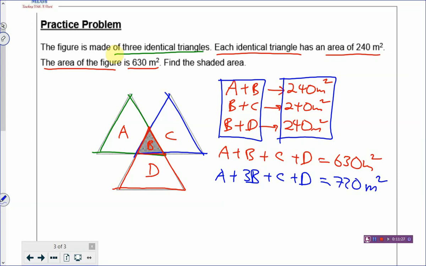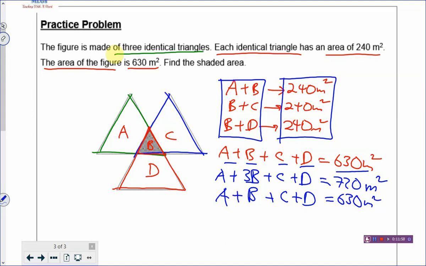For example, A minus A, you get rid of the A's already. How about B minus 3B? Well, we can't do that. B cannot minus 3B because you can't have a small number minus a big number. So what do I do? I will just bring down. I can bring down the A, the B, the C, and the D. And you bring down the sentence, bring down the 630 meters square.